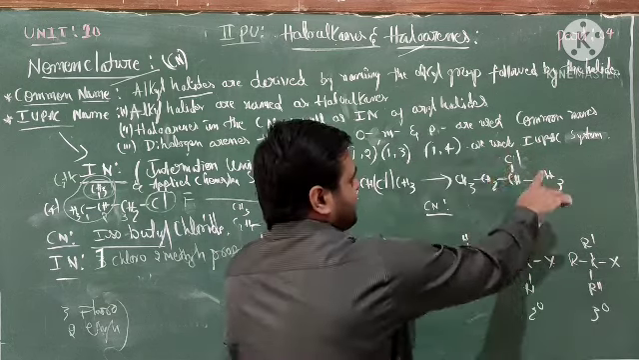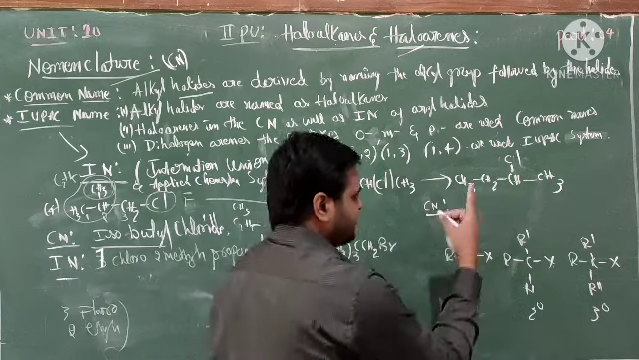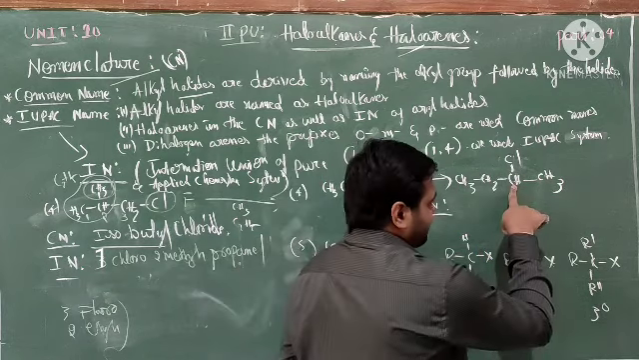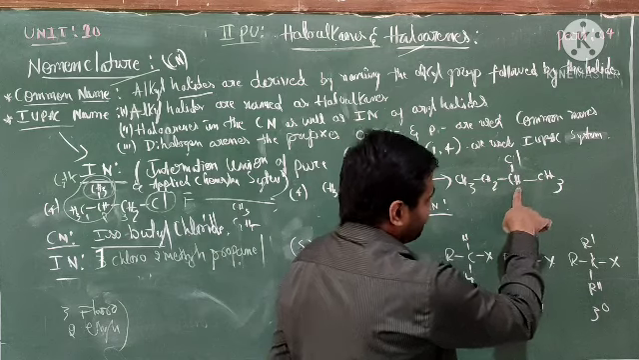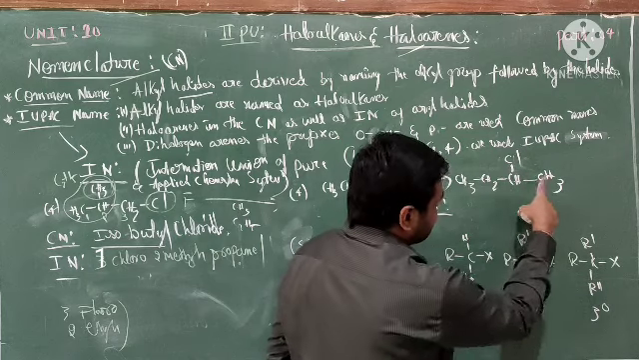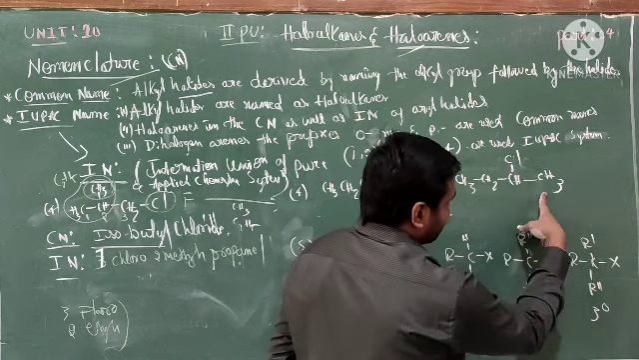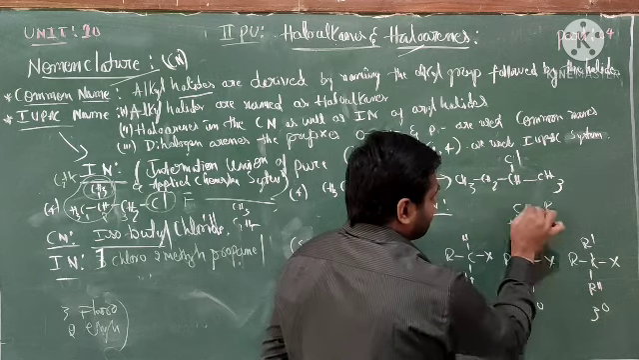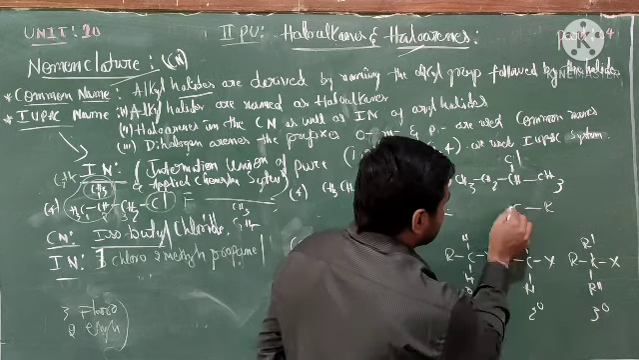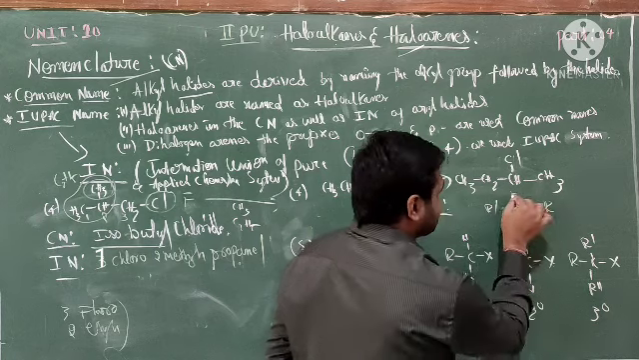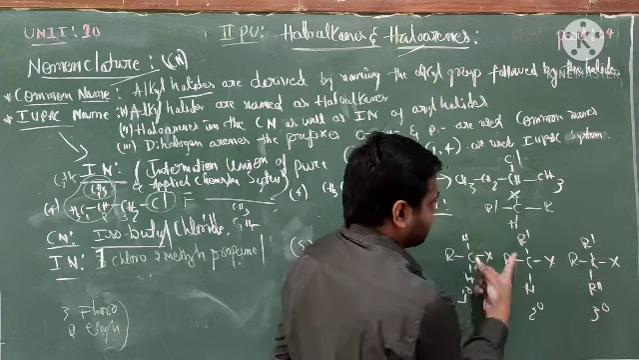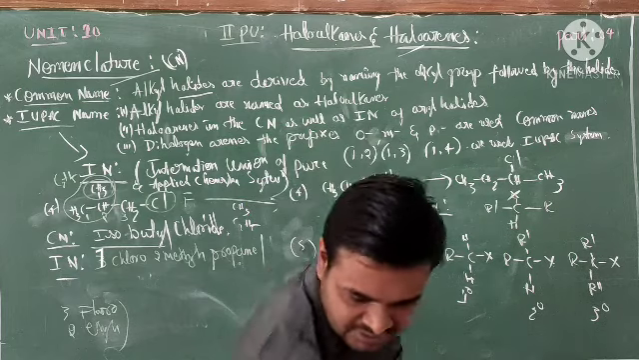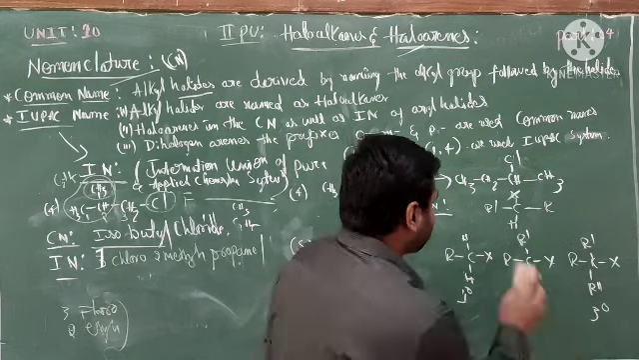Just look at this one example. Is this primary, secondary or tertiary? This is a carbon atom and one hydrogen is present. This is one alkyl group, this is another alkyl group, and this is the halogen. Right, like this. So this is secondary. Another example of secondary. Okay.